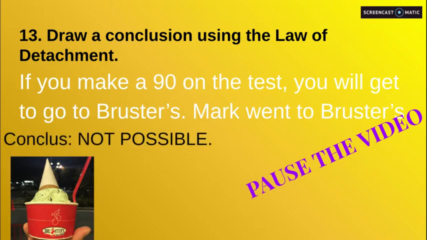Conclusion is not possible. You might say that he made a 90 on the test. That's why he got to go. But it does not match up with the hypothesis. It only matches up with the conclusion. And it has to match up with the hypothesis, which is you make a 90 on the test. And who knows? He went to Brewster's, maybe he got an 80 on the test. But there's nothing that says that he got a 90, so you can't assume that.